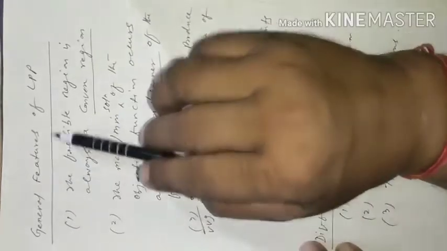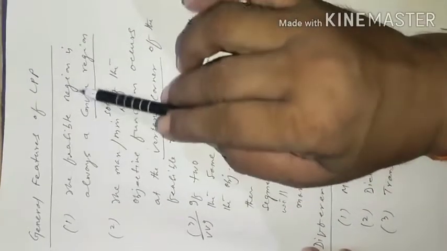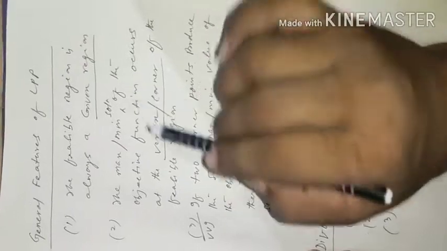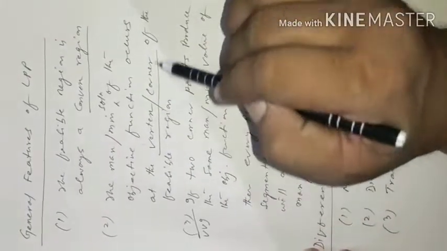Lastly, general features of LPP. The feasible region is always a convex region. The maximum or minimum solution of the objective function occurs at a vertex or corner of the feasible region.